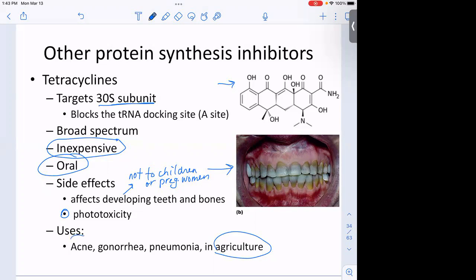Very, very common, used as an anti-acne medication. It has been used for gonorrhea. I don't believe right now it is. That's not the recommendation for gonorrhea right now. In the past, it has been. Pneumonia, like doxycycline. That's a tetracycline, commonly used. Okay.